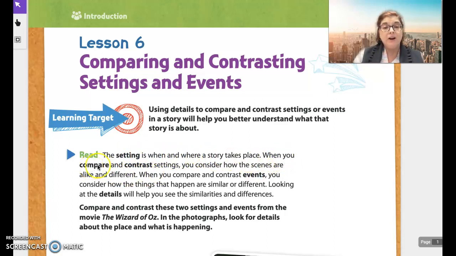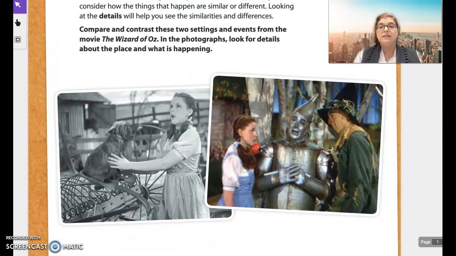When you compare and contrast settings, you consider how the scenes are alike and how the scenes are different. When you compare and contrast events, you consider how the things that will happen are similar or different. So looking at the details will help you see the similarities and differences. So we're going to compare and contrast two settings and events from the movie Wizard of Oz. In the photographs, look at the details about the place and what is happening. So I'm going to scroll down. I want you to take a look at this.